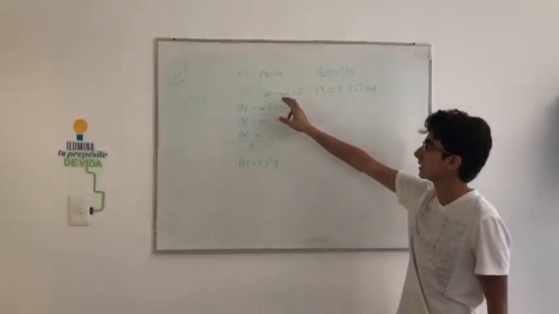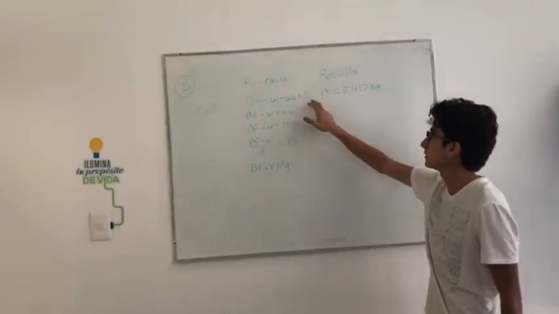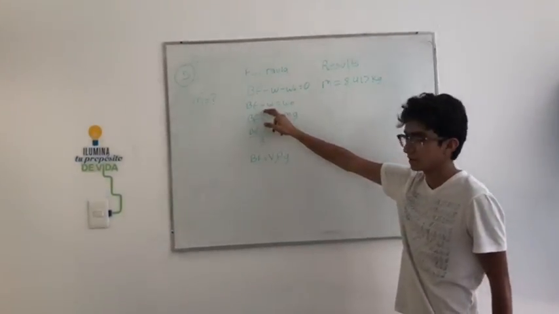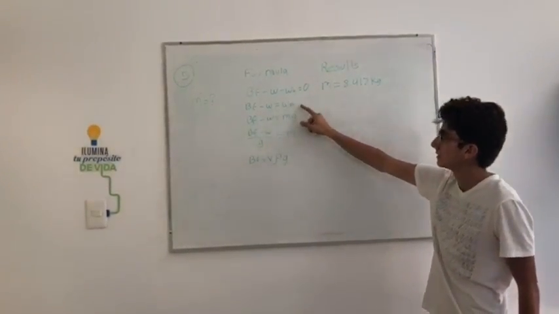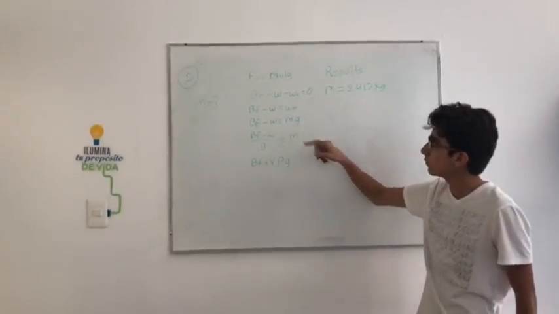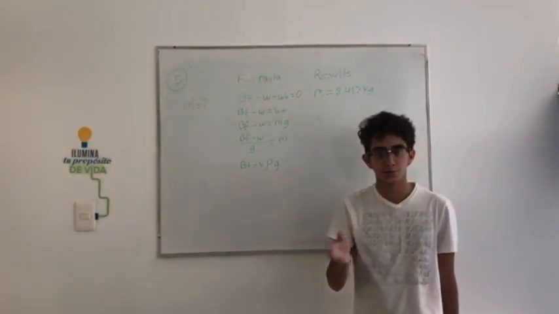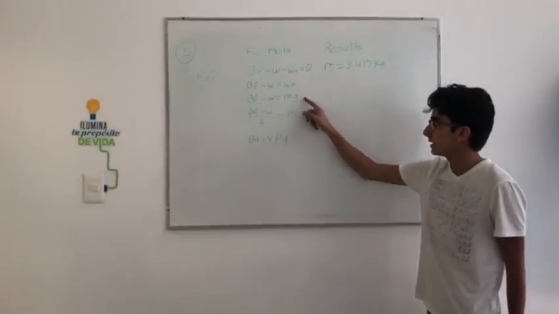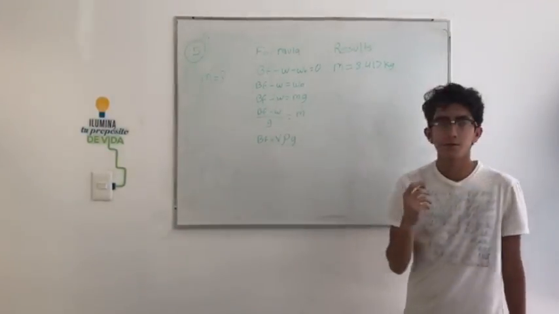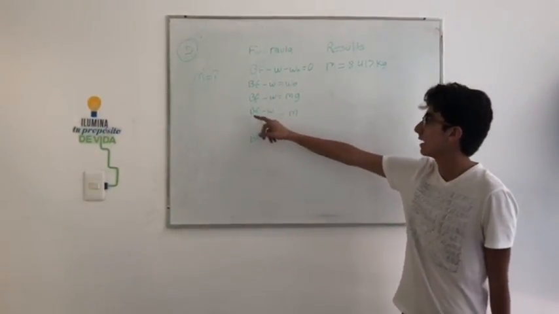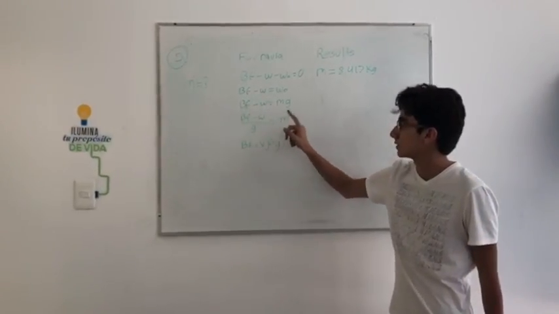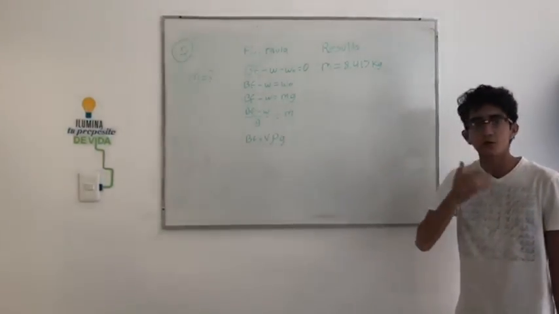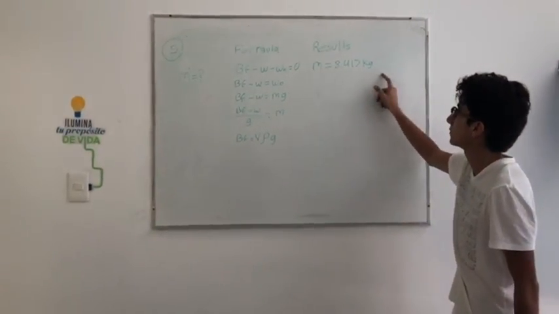First, you need to pass the initial weight to the other side. So you have buoyant force minus final weight is equal to initial weight. The initial weight, you can also write as mass times gravity. And then you move the gravity to the other side to have the mass alone. So you have buoyant force minus weight over gravity. And that's how you take out the mass. And after you do all that, you have this answer.